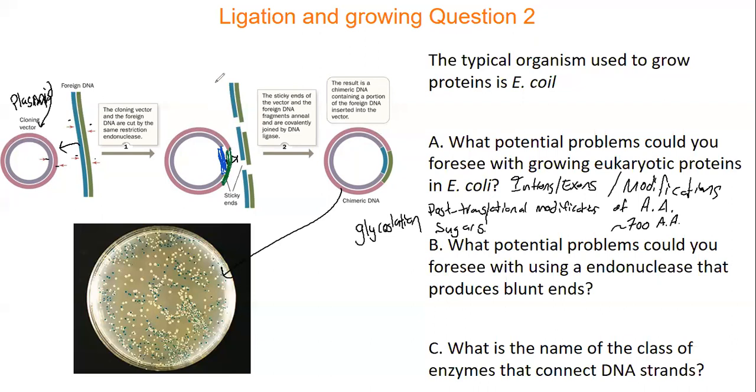However, if it's blunt, you lose directionality. You don't have any overhangs to direct which way your DNA should go in. So what could happen is that it would insert backwards. Or green could go in there and blue could be on the top, set the other way around. So you would have a protein that is 180 degrees flipped in the DNA, which would not make your protein. Directionality counts in DNA. So it could be inserted backwards. Or not inserted at all.